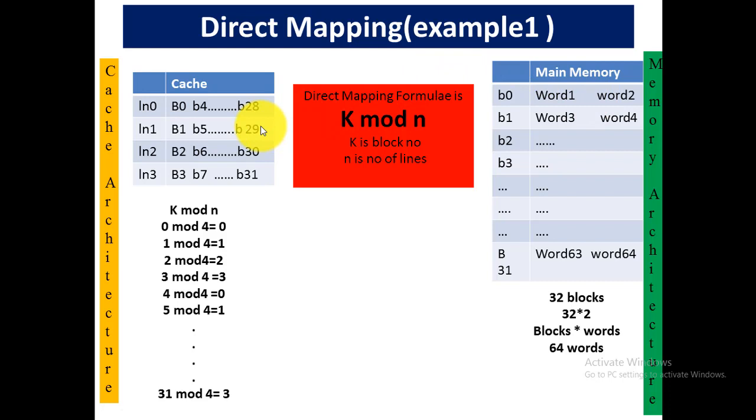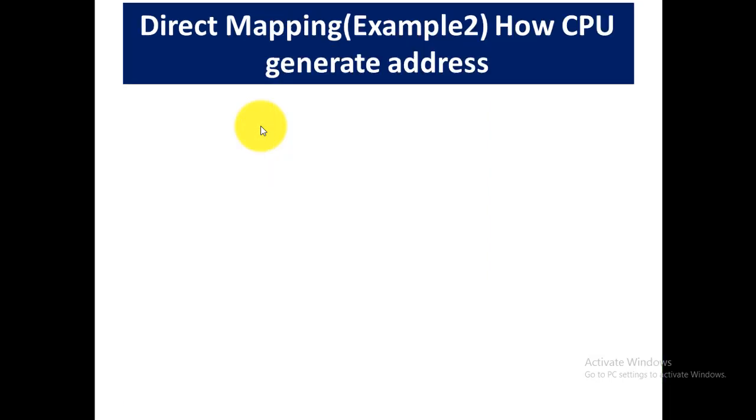Now the point is how the CPU generates the address of RAM and cache memory. How does the CPU get to know which data resides at which location? So let's understand it. Let's take another example. So RAM has a physical address.